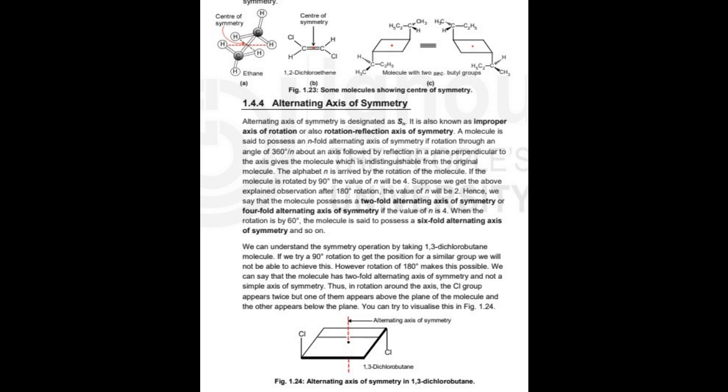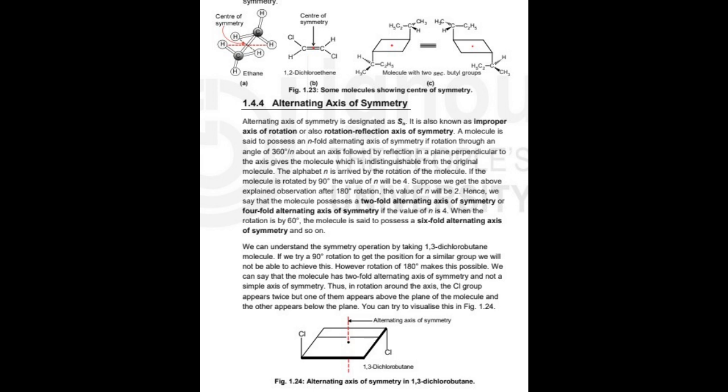The letter n is arrived at by the rotation of the molecule. If the molecule is rotated by 90 degrees, the value of n will be 4. Suppose we get the above explained observation after 180 degrees rotation, the value of n will be 2. Hence, we say that the molecule possesses a twofold alternating axis of symmetry, or a fourfold alternating axis of symmetry if the value of n is 4.